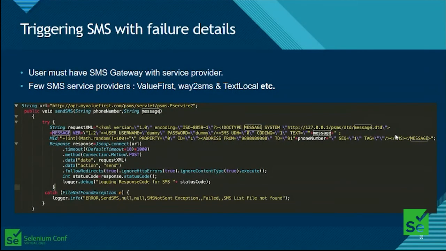Now, similar to the email and Slack notifications discussed earlier, you can also implement an SMS notification service in case of test case failures. For SMS notification, you must have an SMS gateway service provider because it is essential for sending the SMS. There are many SMS service providers, a few of which I listed here in the slide, like ValueFirst, V2SMS, and Textlocal.